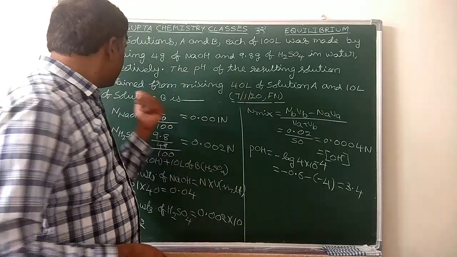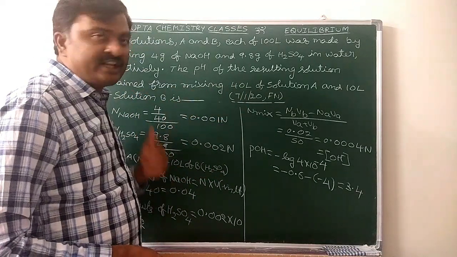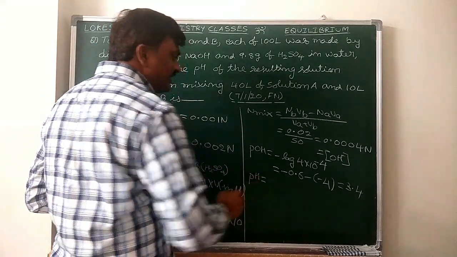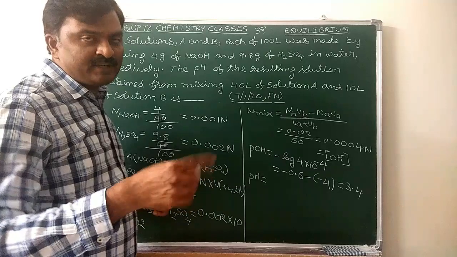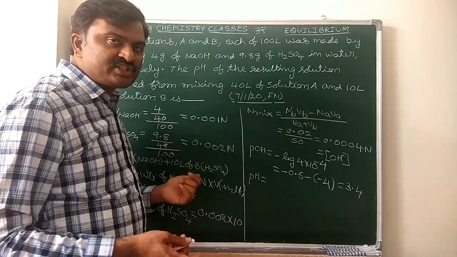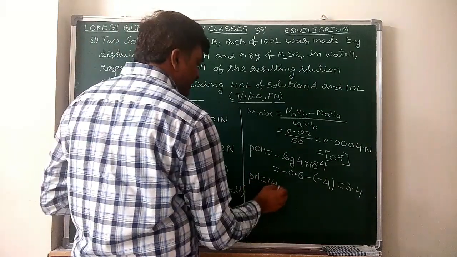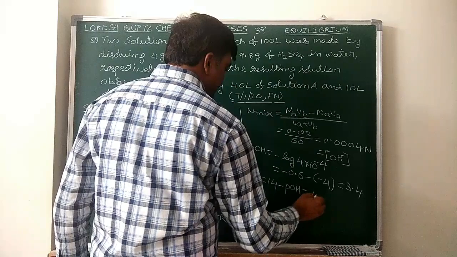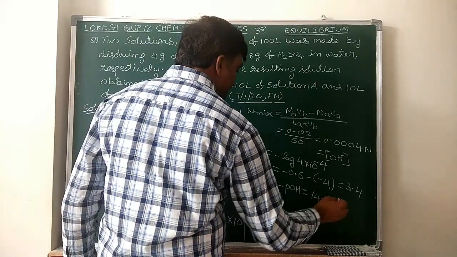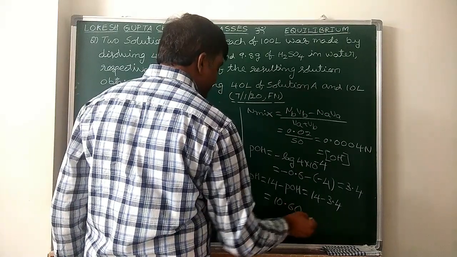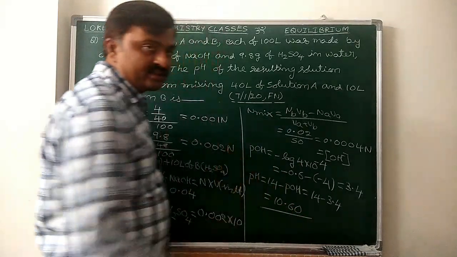But what is the question? We have to calculate pH. At 25 degrees centigrade, pH plus pOH equals 14. So pH equals 14 minus pOH, 14 minus 3.4. This equals 10.60. It is the answer.